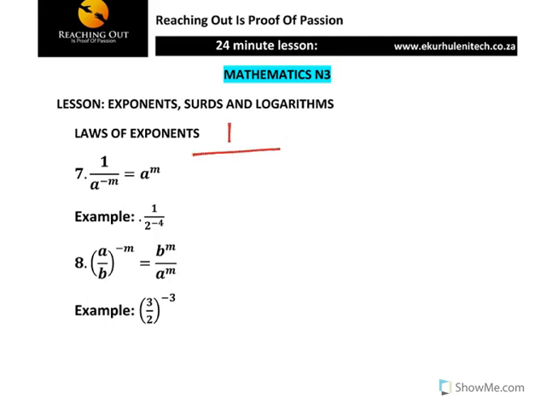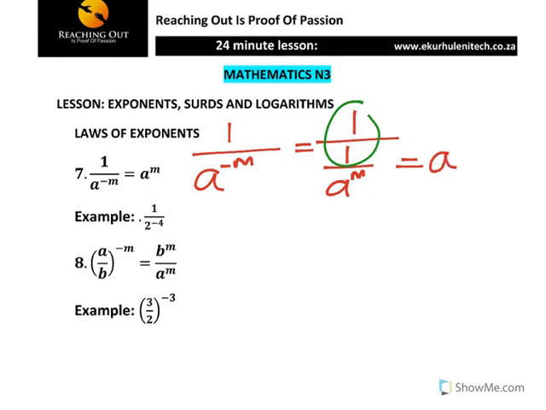It's 1 over a to the power minus m. So now this one is 1 over. Now remember, a to the power negative m from the previous one is the same as 1 over a to the power m. Now because of these two 1 over, this simplifies to a to the power m. That's how it works. 1 divided by 1 is a 1 and the a to the power m goes on top.